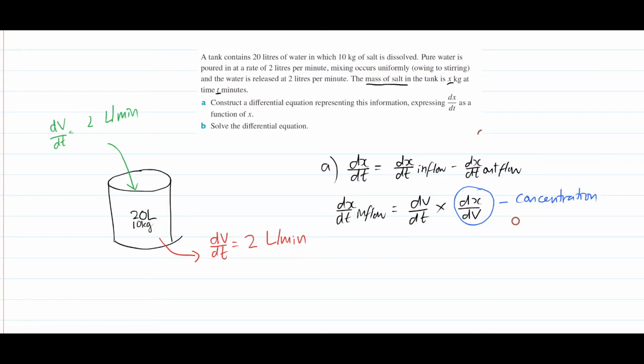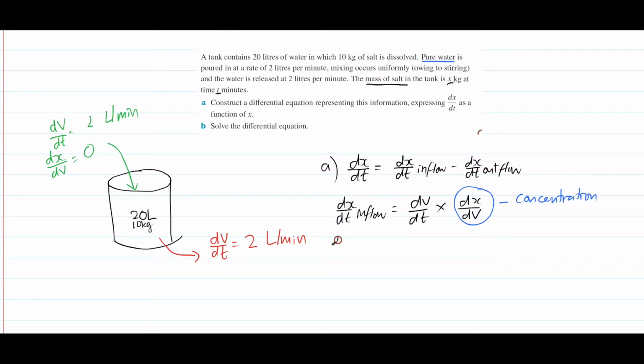So how much salt is there in the water that's flowing in? In our example, it says pure water. So pure water meaning there's no salt in it at all. So in this case, dx/dV is 0. It's a good type of question, and you should expect this in your exam or SAC as well. Pure water just means dx/dV equals 0 because there's no salt in your 2 liters flowing in, so you just have 0. Okay, but what about the outflow side?